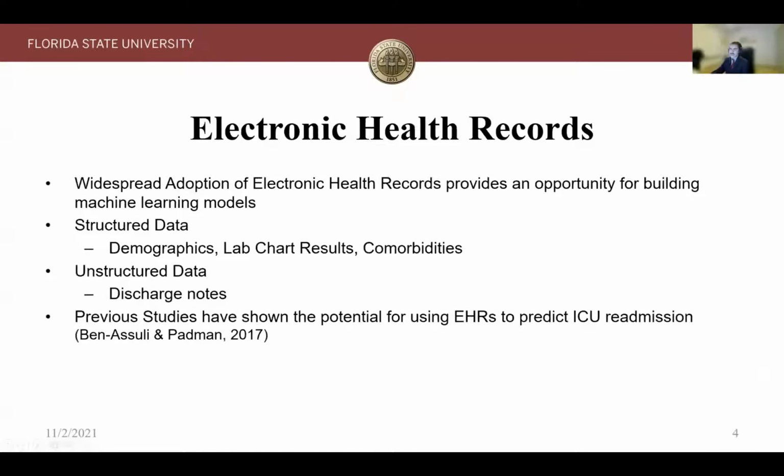Looking at electronic health records, the widespread adoption of electronic health records presents an opportunity to build machine learning models to identify high-risk individuals that are likely to be readmitted to hospitals. Electronic health records provide both structured and unstructured data about a patient. The structured data includes the demographics, lab chart results, and comorbidities, while unstructured data includes clinical notes such as discharge summaries of a patient.